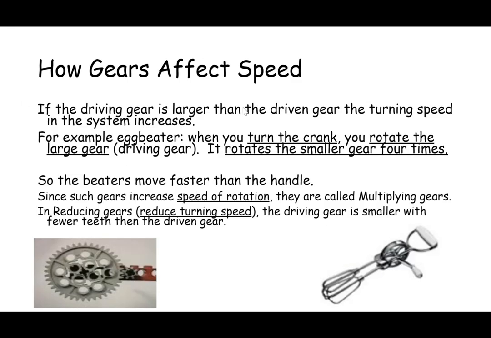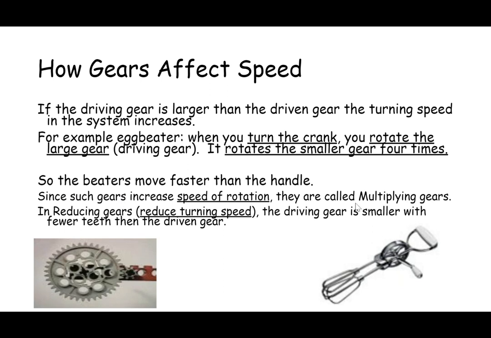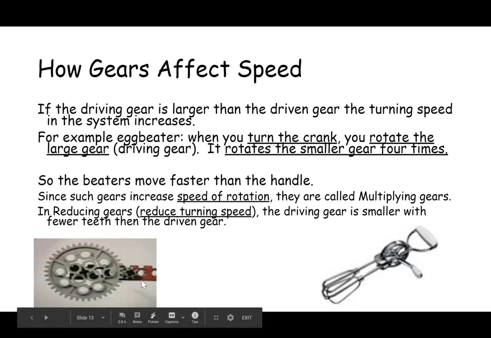And how gears affect speed. If the driving gear is larger than the driven gear, the turning speed in the system increases. For example, in an egg beater, when you turn the crank, you rotate the large gear, which is the driving gear. It rotates the smaller gear 4 times. So the beaters are moving faster than the handle. For every time you rotate this one, those are rotating 4 times. Since such gears increase speed of rotation, they are called multiplying gears. In reducing gears, which reduce turning speed, the driving gear is smaller with fewer teeth than the driven gear. So that would be the opposite way here: this little one here is going to move that large one.